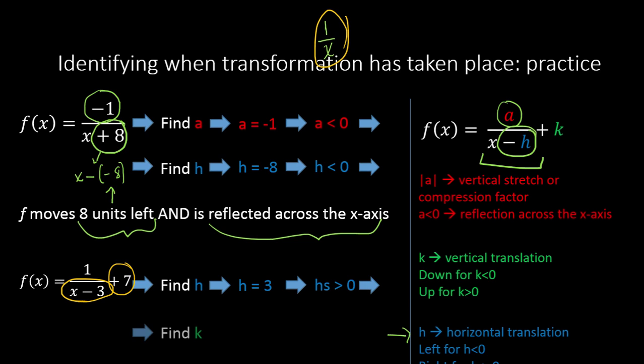But that's not the only thing that's happening. We also have to find k here. The 7 in this case is our k. Notice that it's a positive 7. We move down when we've got a negative k, but we move up when we've got a positive k. So when we combine these, we find that f is going to move 7 units up and 3 units to the right. So those two transformations are taking place.